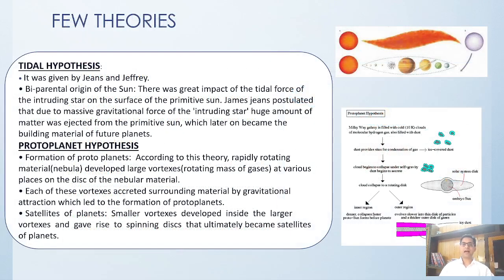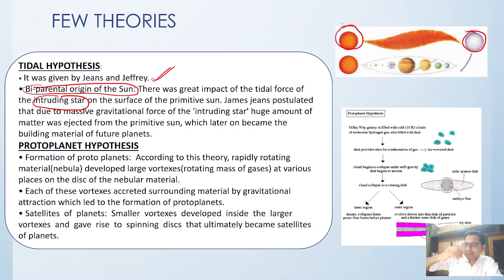Then we have the tidal hypothesis. The tidal hypothesis is given by Jeans and Jeffreys. Jeans and Jeffreys proposed a biparental origin of the sun, like how the sun got created. It is said that there was a star and there was a primitive sun. Primitive sun means we cannot call that a sun, but it looks like the sun. So there was an intruding star. There was a big star, and there was a primitive sun, primitive meaning in the starting stage.